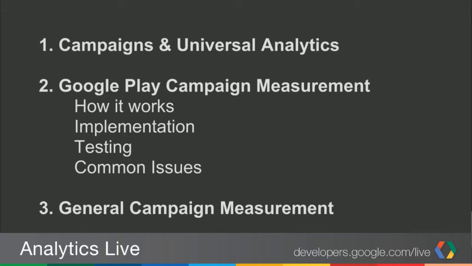And thirdly, I'll talk about general campaign measurement. This is a less common use case, for cases where you want to do attribution after the app is already installed. So if you have deep links going into your app and you want to be able to attribute the opens of that app because of those deep links back to those sources, you can do that with general campaign measurement. I'll show you how that works as well. So let's jump right in.